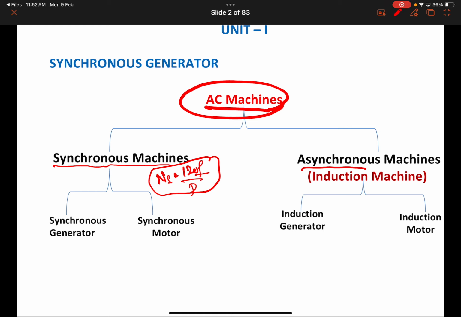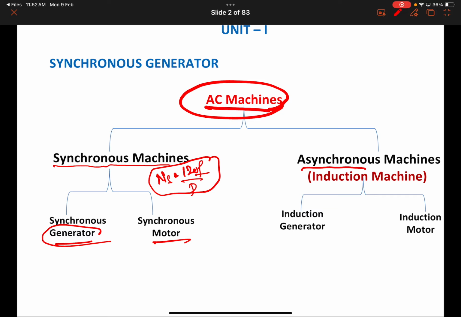Again, the synchronous machine is subclassified into two topics here: synchronous generators and synchronous motors. We already discussed everything at the start of the semester. So, what are the classifications of machines here? I guess now it is easy for us to understand.